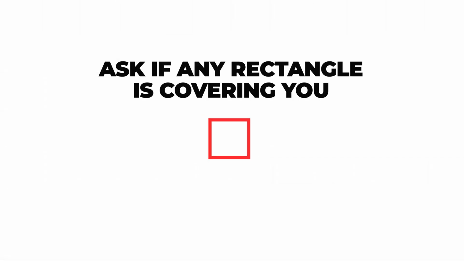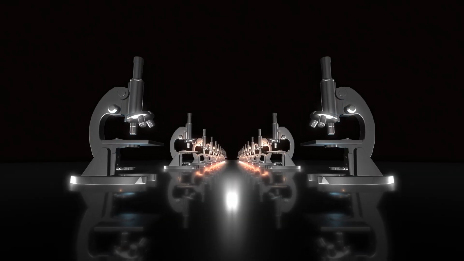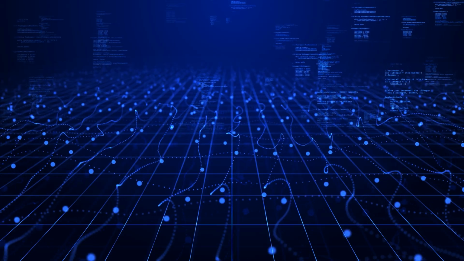Imagine dividing entire plane into 1 by 1 squares. For each tiny square, ask if any rectangle is covering you. If yes, count it. Sum all your squares, boom, total area. No overlap at all. This is grid sweep technique. It's like using a microscope, zooming in until the complexity vanishes.